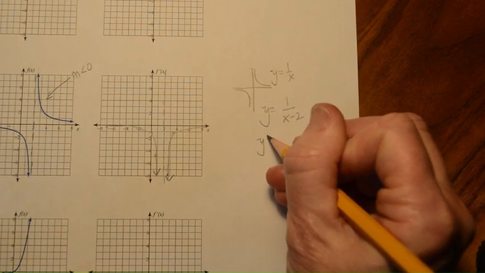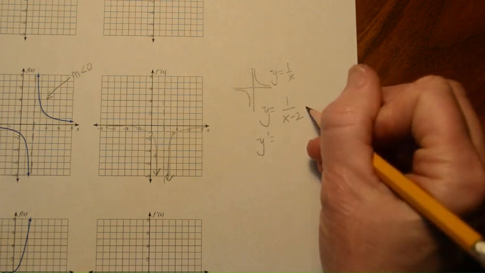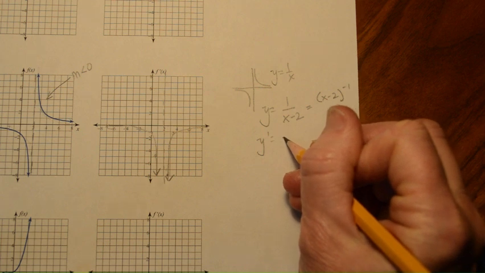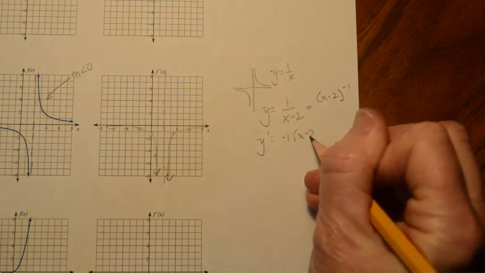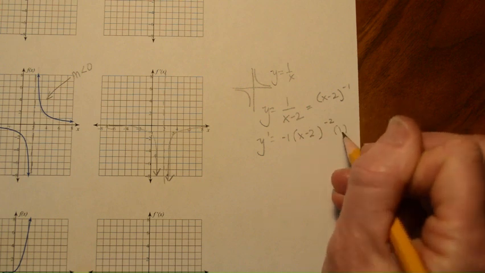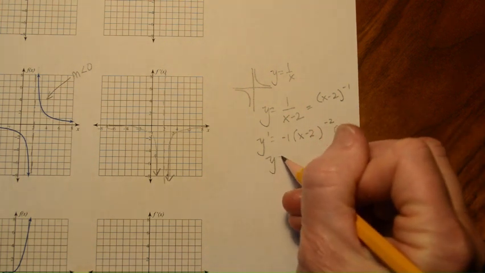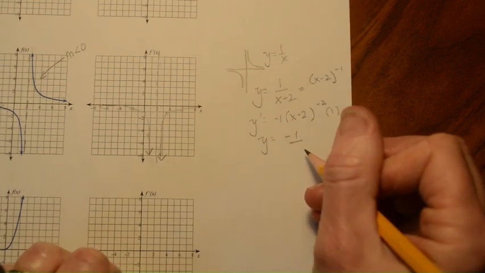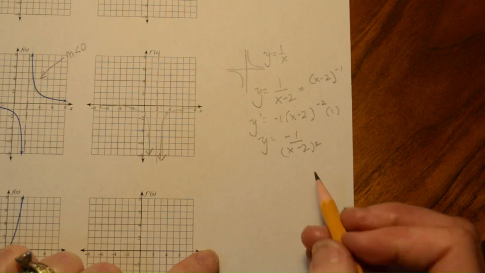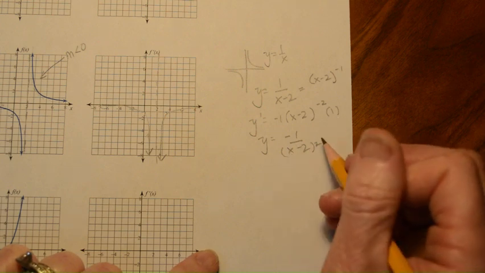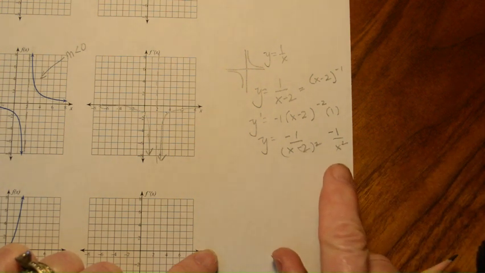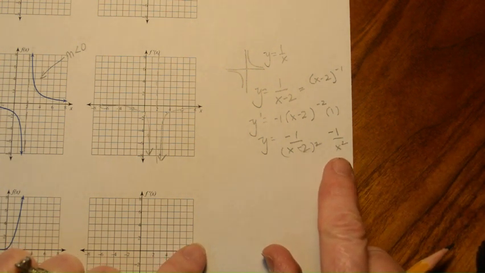So if I were to take the derivative of this, let me write it as x minus 2 to the negative 1. I'm going to get a negative 1, x minus 2, decrease the power by 1, take the derivative of the inside. All right, so we end up with y equals negative 1 over x minus 2 quantity squared. Again, really what we're looking at is something like negative 1 over x squared, just with a shift.